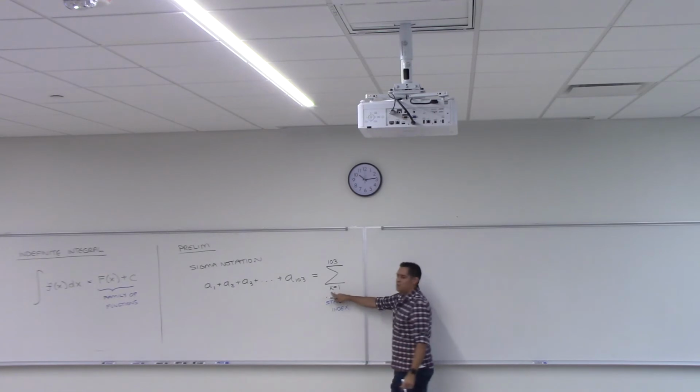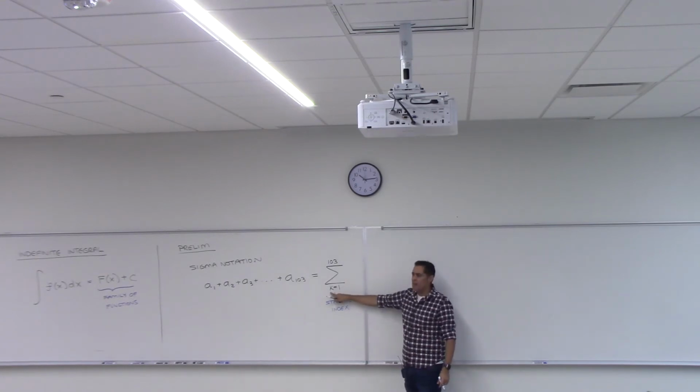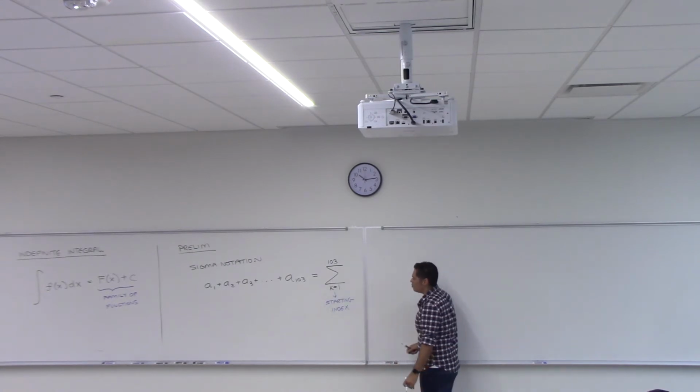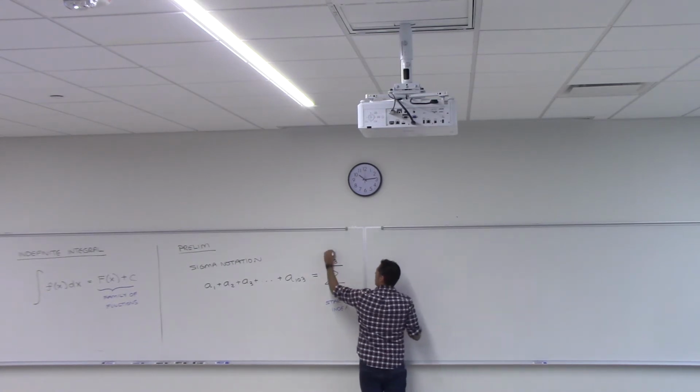The letter K is arbitrary. It could be any letter you want. Now, normally we use K, we use N, we use M. Things we stay away from are things like X, Y, Z. Those are normally reserved for the variable within a function. But here, K is 1. That's your starting index. And then here, this number up here is your stop.